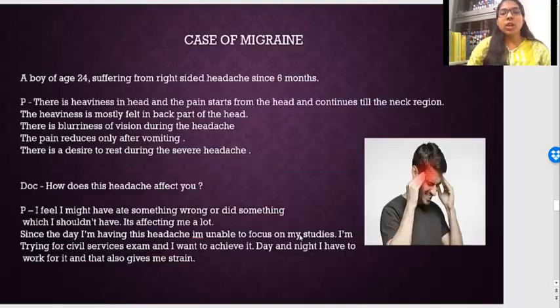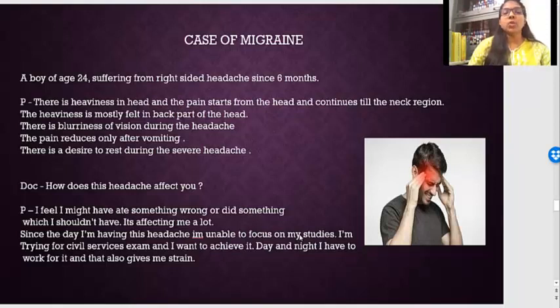Right? So now we'll look into a case of migraine. A boy of age 24 suffering from right-sided headache since 6 months. So the complaints are heaviness in head. The pain starts from head and continues till the neck region. The heaviness is mostly felt in the back part of the head. There is blurriness of vision during the headache.